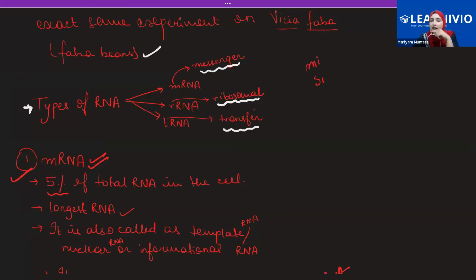miRNA, siRNA, cRNA, hnRNA. There are many, many more, but these are the ones that are there in your syllabus. The M stands for messenger, the R stands for ribosomal, and the T stands for transfer.